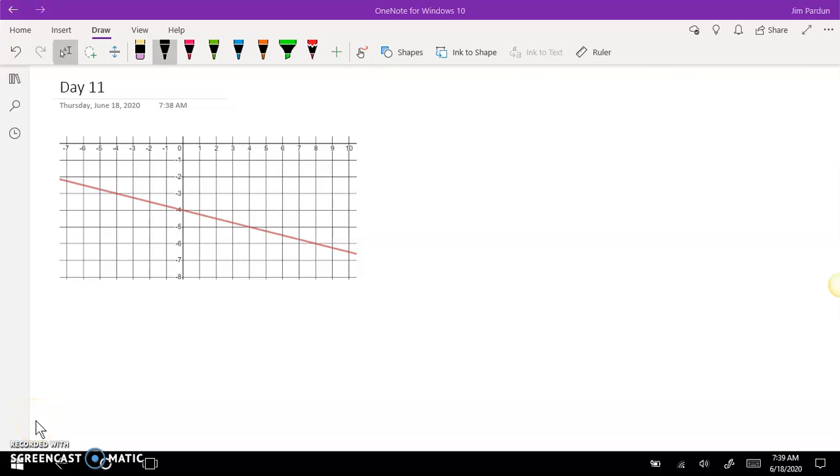Now, finding slope from a graph is not so bad. It's pretty easy to do, but there are going to be times where I don't have a graph. Maybe I just have two different points. So let me show you.